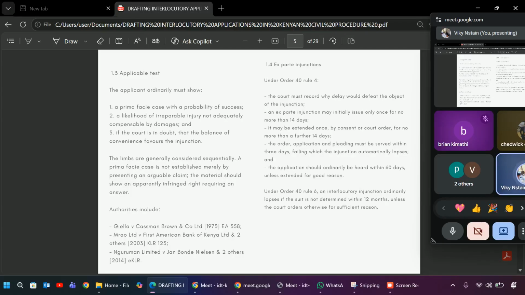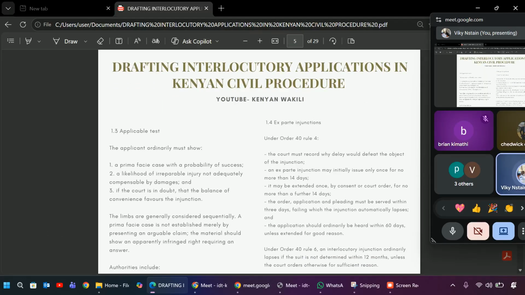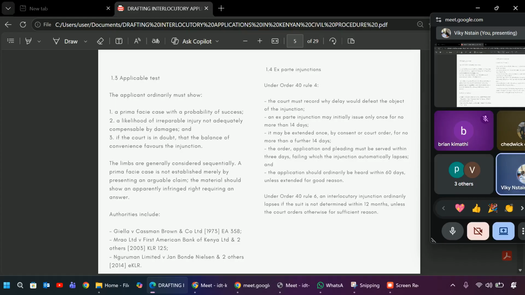So take note, whenever you're discussing prima facie case, you should not incline merely to presenting an arguable claim. You should not be taking an angle that, examiner, look, I have an arguable claim that needs to be discussed. That is not the way that the examiner expects you to go. The examiner expects you to say that this material is showing an apparently infringed right that requires an immediate answer or immediate action.